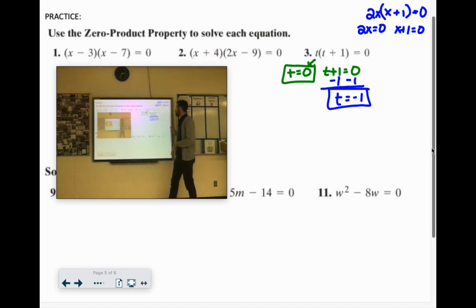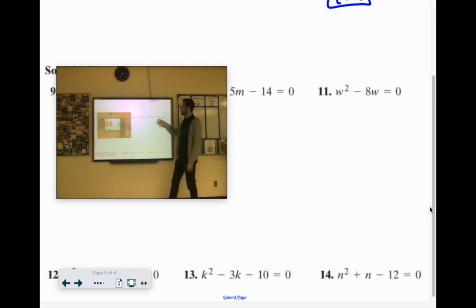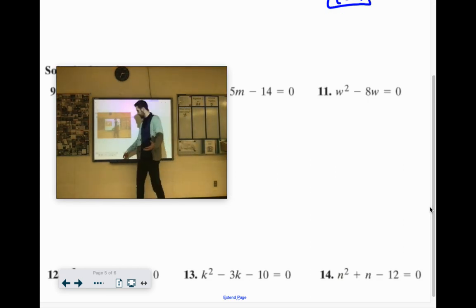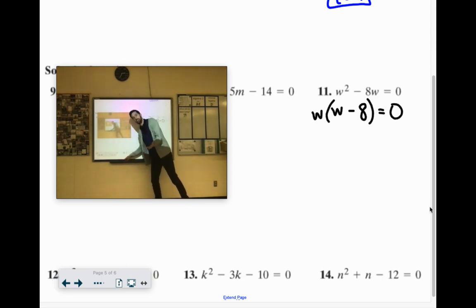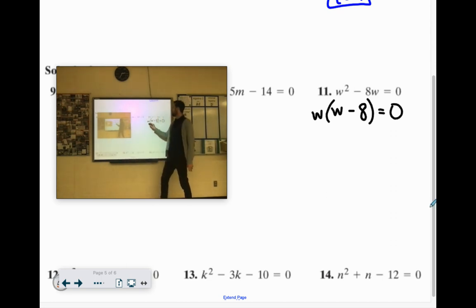Number 11 is what we're going to do next. There's only 2 terms here. So if I was saying, we'll factor this, if there's only 2 terms, then see if there's a common factor. What do w squared and 8w have in common? A w. So you factor out the w. W times w is w squared, and w times 8 is 8w. And then we have what we just did. We have just a w out there, so we have to give that its own equation.